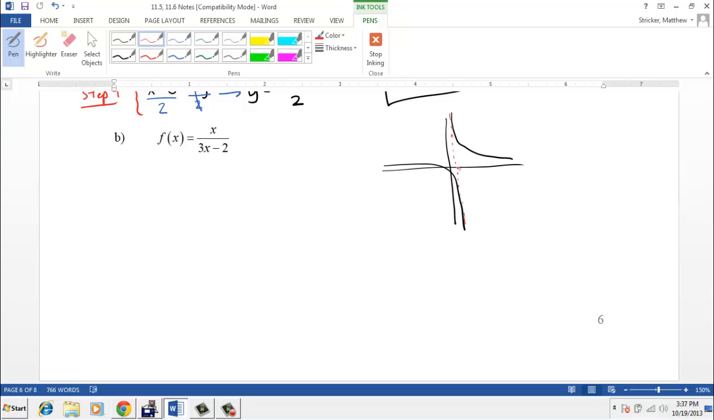And so this is one-to-one. Each horizontal line will only cross the graph in one place, which makes it a one-to-one function. We can move on to step 2, replacing f of x with y. And so we have y equals x over 3x minus 2. And we can move on to step 3, switching the x's and the y's.